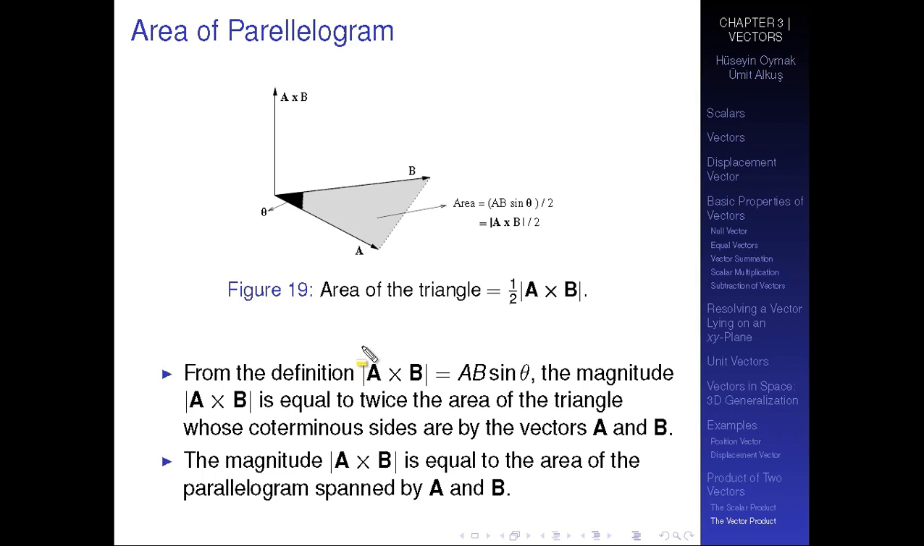From the definition, the magnitude of A × B is equal to A B sine theta. We see that this magnitude is equal to twice the area of this triangle whose coterminous sides are given by the vectors A and B. Equivalently, the magnitude of A × B is equal to the area of the parallelogram spanned by vectors A and B. So that brings us to some conclusions about the vector product of two vectors.